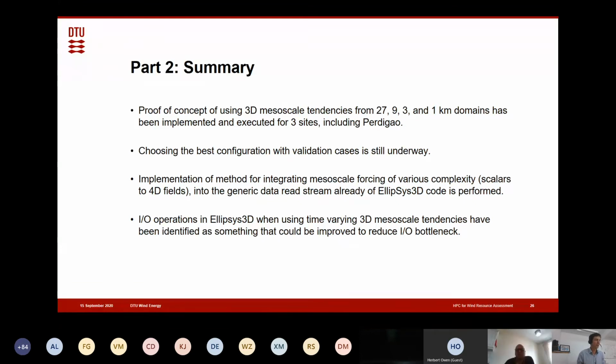The implementation of the method for integrating mesoscale forcing of various complexity, going from scalars to 4D fields, is now part of the ellipsis 3D code. So it's in the generic data stream now, so it's possible for any users of ellipsis to do it that way. And the IO operations in ellipsis, when using these time-varying 3D mesoscale tendencies, have been identified as something that could be improved to reduce the IO bottlenecks, because now we think with this level of input going into ellipsis that this will be something that will slow it down, and it could be done faster.